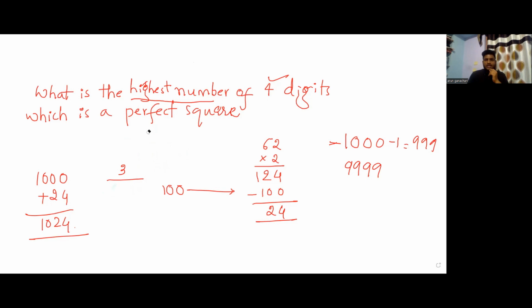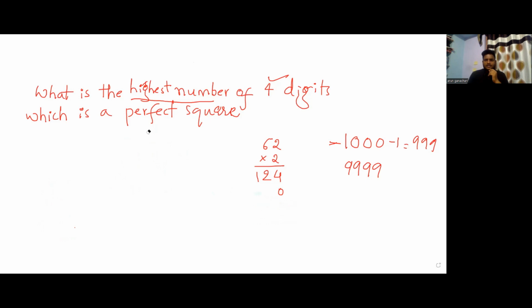I have to start from a highest 4 digit number. What is the highest 4 digit number? 9,999? Yes or no? Yes, sir. We'll start from there. We'll start from 9,999.